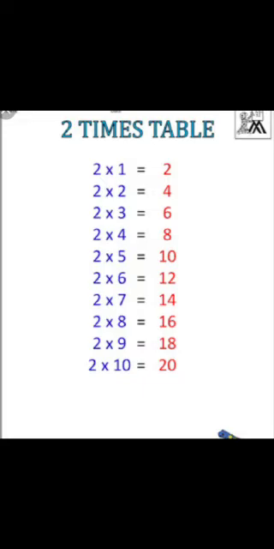Let's repeat one more time. 2 1s are 2. 2 2s are 4. 2 3s are 6. 2 4s are 8. 2 5s are 10. 2 6s are 12. 2 7s are 14. 2 8s are 16. 2 9s are 18. 2 10s are 20.